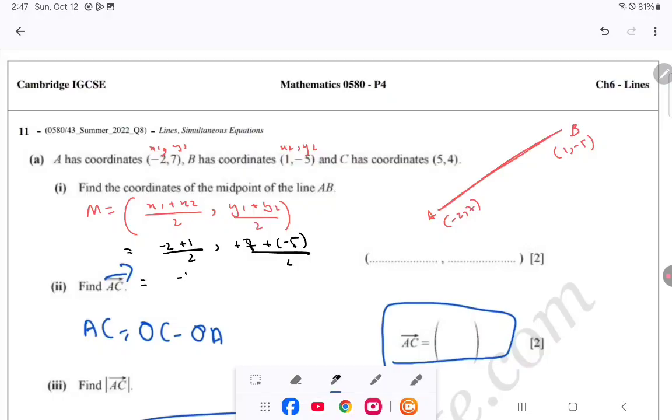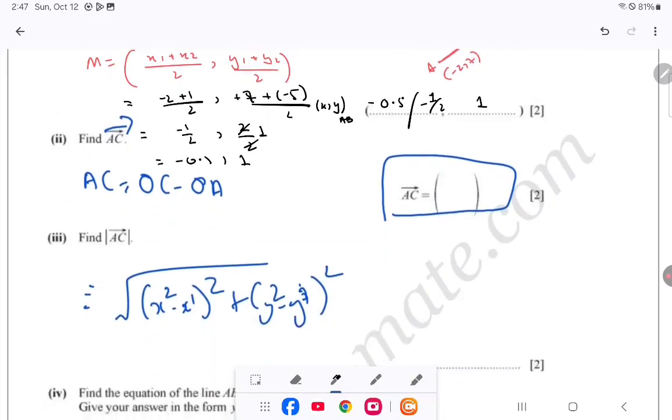Negative 2 plus 1, negative 1 over 2, 7 minus 5, 2 over 2 will become 1, and this is negative 0.5, 1. So x is negative 0.5 or negative half, y is 1. This is our midpoint of AB. For the part 2, find AC.